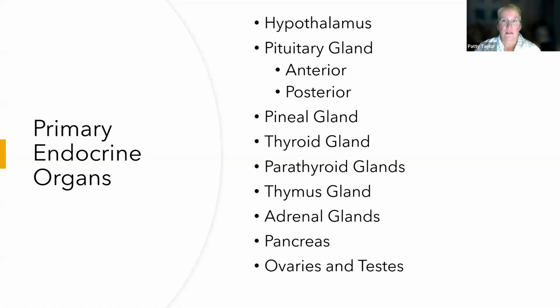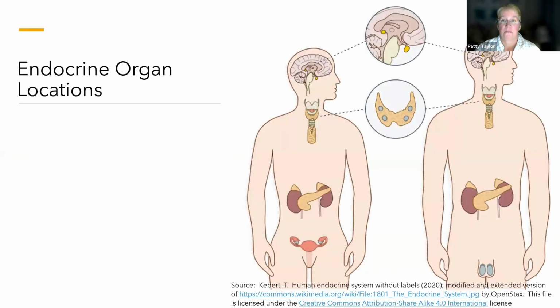Let's start by discussing the 10 primary endocrine organs. You'll notice they're listed here: hypothalamus, pituitary gland, pineal gland, thyroid and parathyroid, thymus, adrenal, pancreas, and then finally the gonads, ovaries, and testes. This picture shows a mapping of where the endocrine glands are located. We're going to zoom in, however, and work through them one by one.